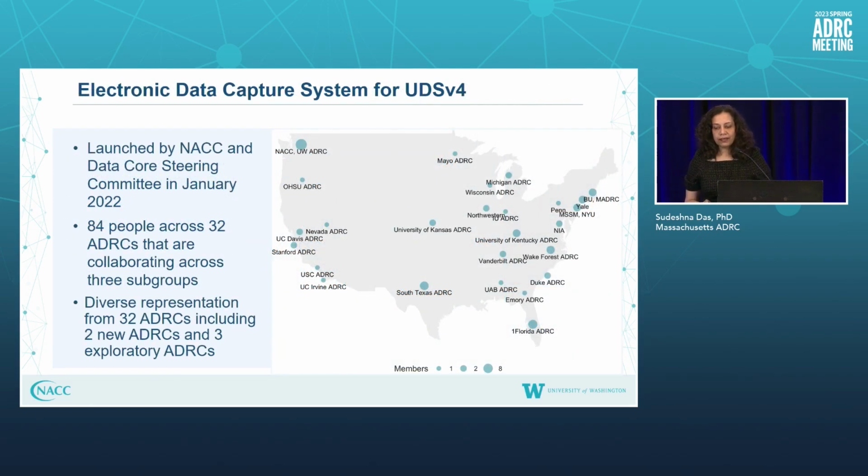The electronic data capture system was born out of the Data Core Steering Committee, and its particular goal was to address the needs of UDS version 4. It was launched by NACC and the Data Core Steering Committee in January of 2022, when we felt that UDS version 4 was imminent within 6 months, but it's exciting to see all that progress. And really exciting to see that now we have 84 people across 32 ADRCs collaborating across these different subgroups of the Electronic Data Capture Working Group. There's been diverse representation from 32 ADRCs, including 2 new ADRCs and 3 exploratory ones. And you can see on this map that we've had wide representation from junior staff members to core leaders as part of this UDS version 4.